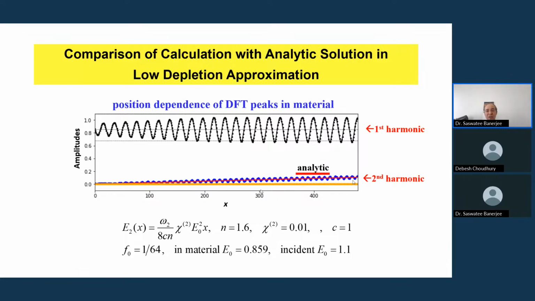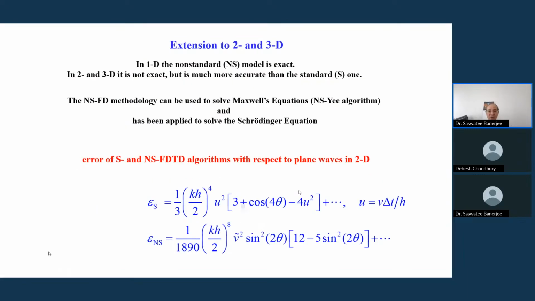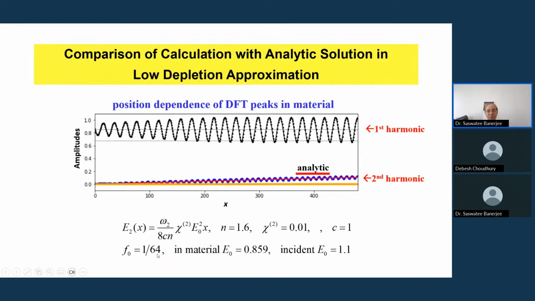This orange line, let me just remind you, just indicates the material. So I'm looking at what's going on in the material. And again, here are the parameters of what I've done. There are 64 time steps per wave period in this. Okay, and so here are the parameters that I used in the calculation.